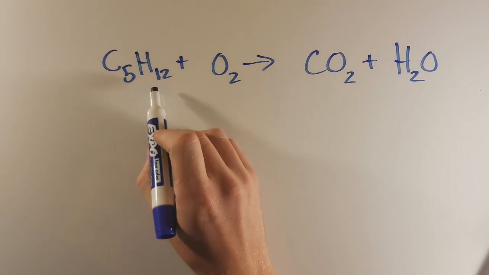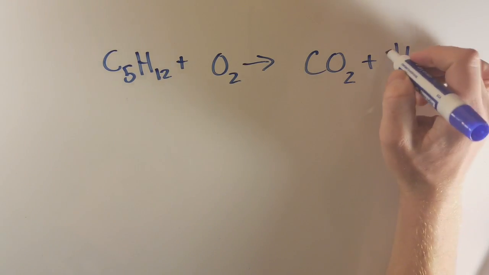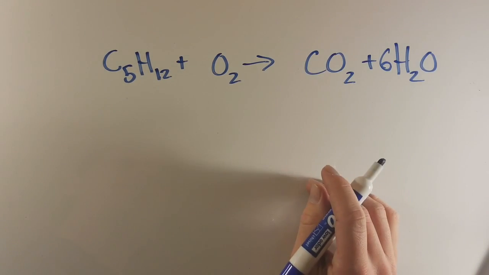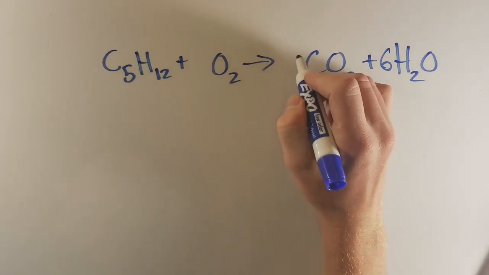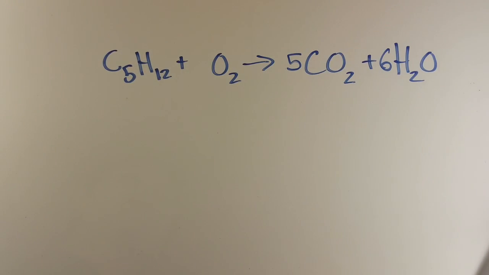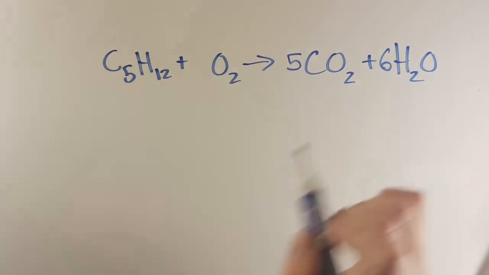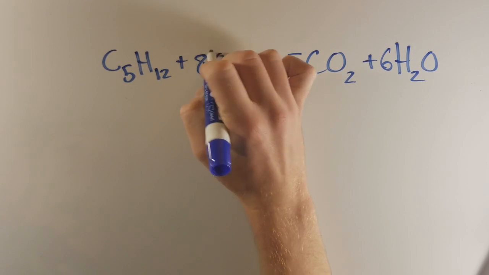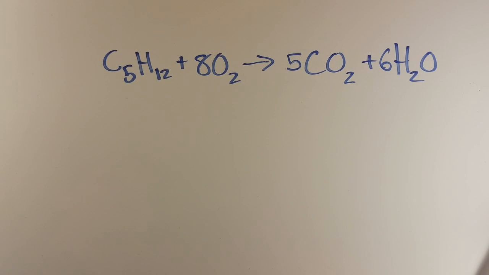Okay, so we have 12 hydrogens over here, we got 2 over here, so if we multiply it by 6, our hydrogens will be balanced. Similarly, if we put a 5 right here, our carbons will be balanced on both sides. We now have 16 oxygens, so if I'm correct, 2 times 8 is 16. Hey, look at that, we're balanced.